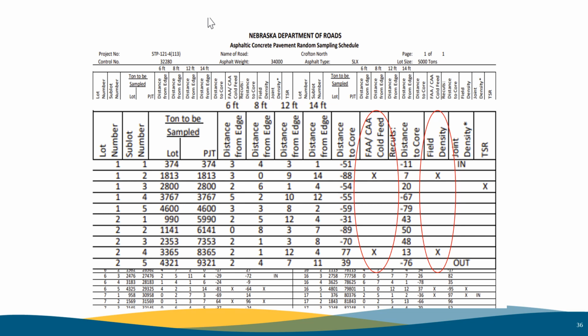Please note, these are correlation cores, where one core is obtained every 15 sublots. The TSR column indicates the sublot in which the contractor will prepare and submit the tensile strength ratio specimens to the Lincoln Central Laboratory.